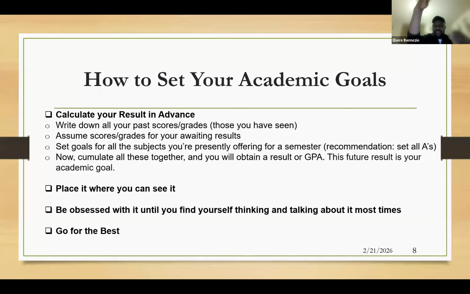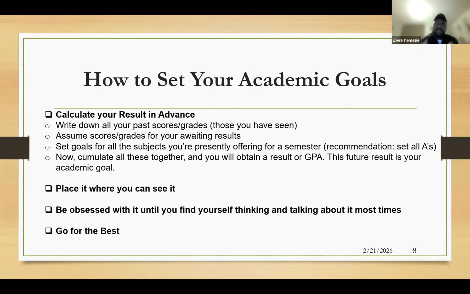So now, once you've set out these results, cumulate them together, and this will give you the result of your CGPA. This result is the future result of your academic goal. That's the goal you want. Now, the next step is place it where you can always see it. And the whole idea of placing it where you can see it is you become obsessed with it.